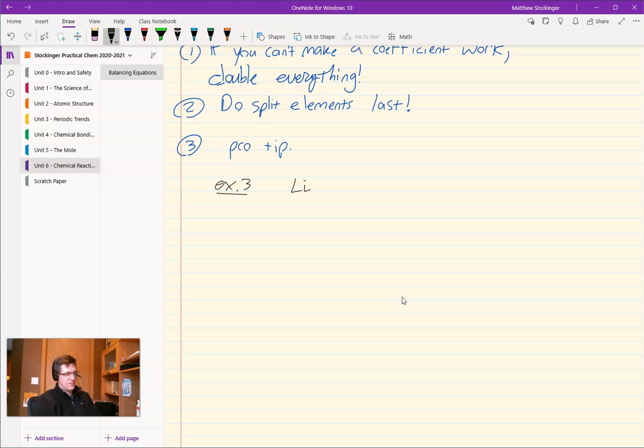Let's say I have lithium oxide, and I'm going to mix that together with magnesium nitrate. The two cations are going to switch places because that's what happens in a double replacement, and so we're going to end up with magnesium oxide plus lithium nitrate. And boy, there's a lot here to balance, isn't there? Right?